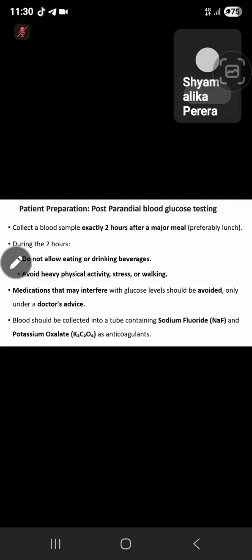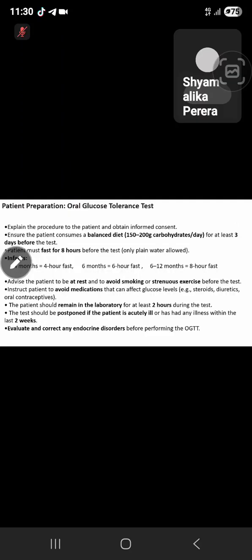During these 2 hours, you are not allowed to eat or drink any beverages or any calories, and avoid heavy physical activity, stress or walking. That means after having your major meal, you have to rest for 2 hours and then give the blood. Medications that may interfere with glucose level should be avoided only with the medical officer's advice, and you have to collect the blood into the same tube containing sodium fluoride and potassium oxalate as an anticoagulant.